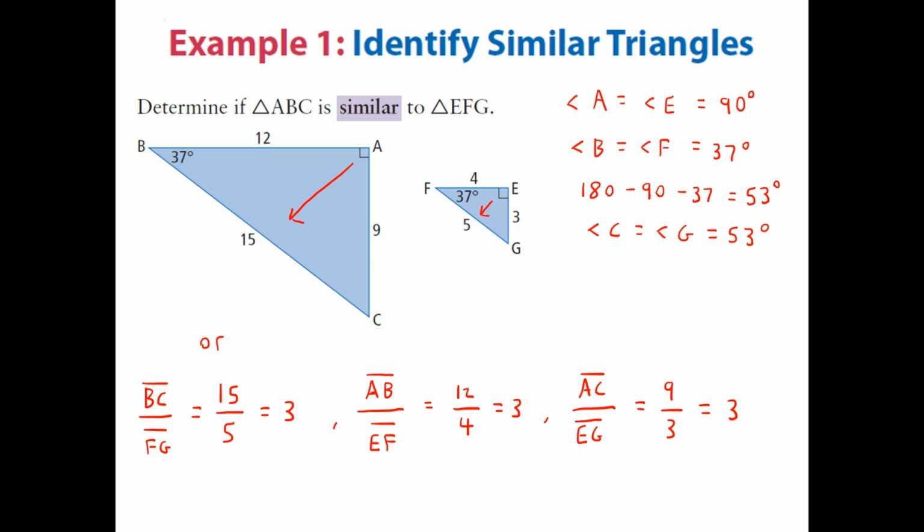So I'm going to say these triangles are similar because I get the same scale factor when I divide between the corresponding sides. So again, those are the two ways to check for a similar triangle. Either you check that all angles are equal, or that all corresponding sides have the same scale factor.